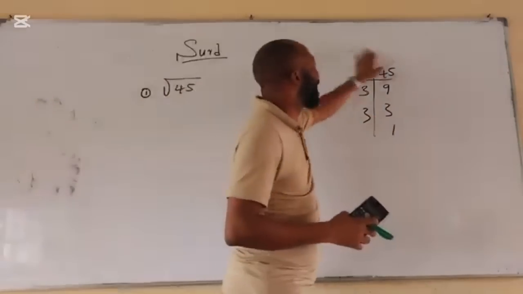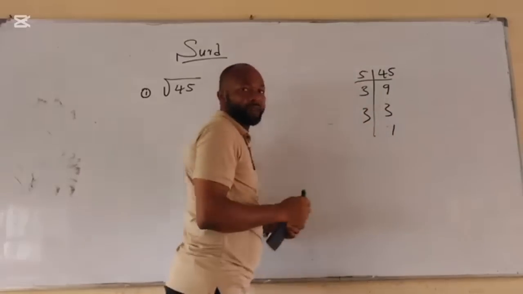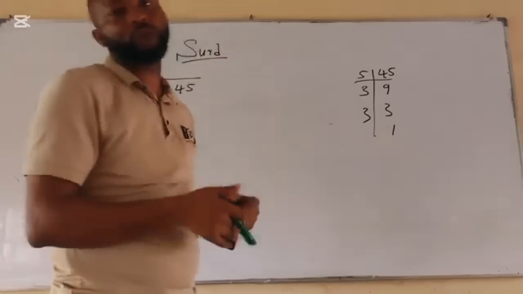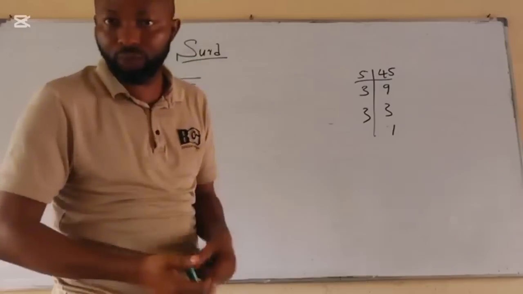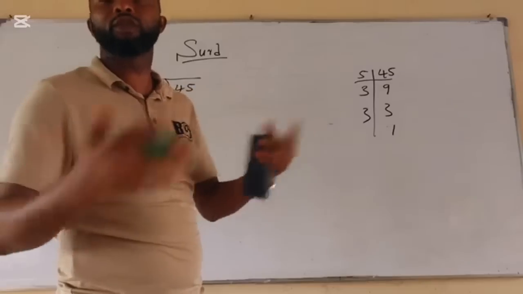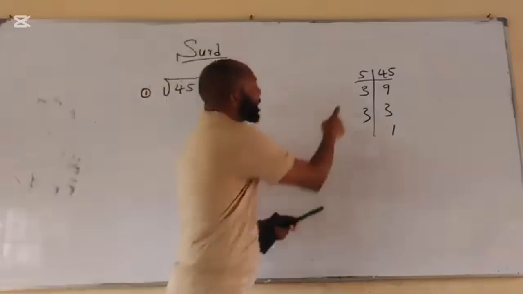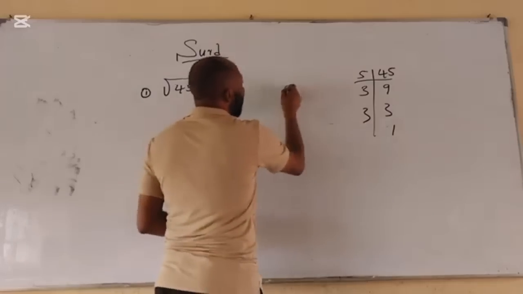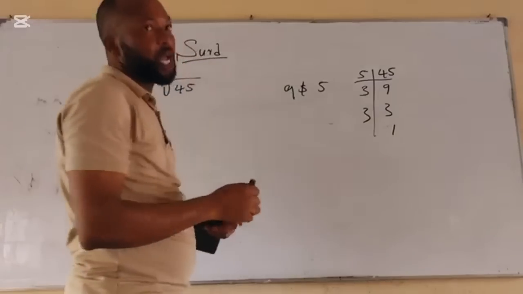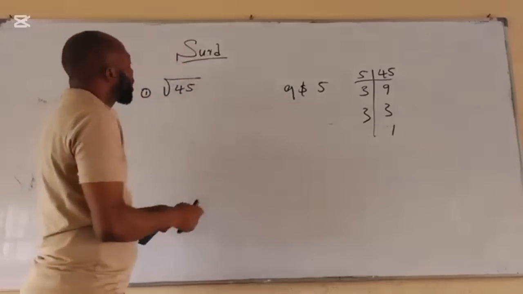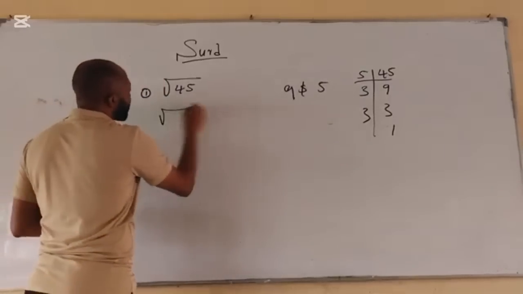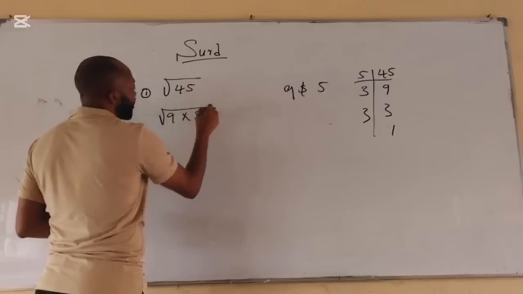So by me doing this, I know that 3 times 3 is 9. And when a number multiplied by itself gives you a product, that product is a perfect square. 2 times 2 is 4, the root of 4 is 2. 3 times 3 is 9, the root of 9 is 3. 10 times 10 is 100, the root of 100 is 10. So it means that with 3 times 3 here, which is 9, I can now have 9 and 5, because 9 times 5 will give me 45. So, according to the multiplication rule of surds, if this is correct, I can also write this as root 9 times 5.